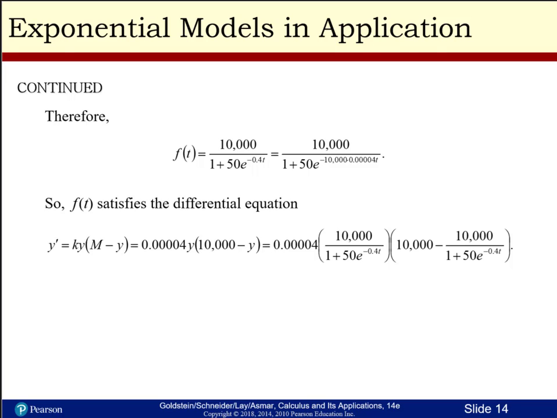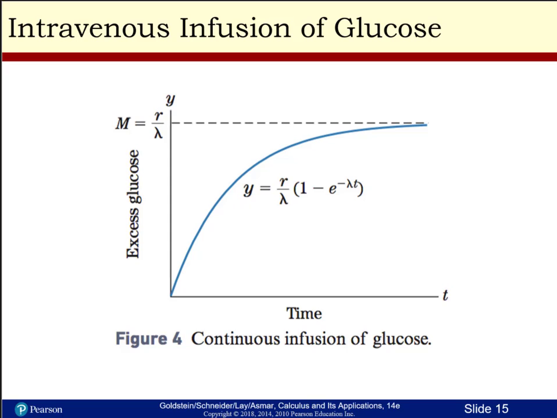All right, cool. So intravenous infusion of glucose. We have m, which is our excess glucose, as r over lambda, and y equals r over lambda times the quantity 1 minus e to the negative lambda t. And this is for our continuous infusion of glucose over time.